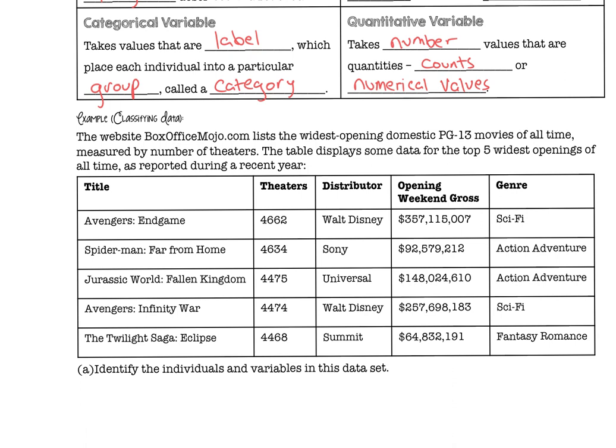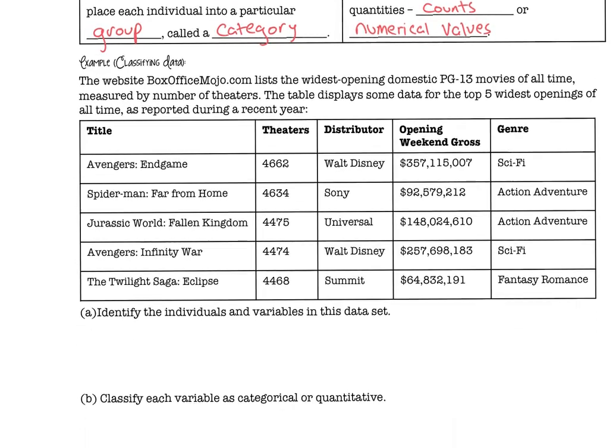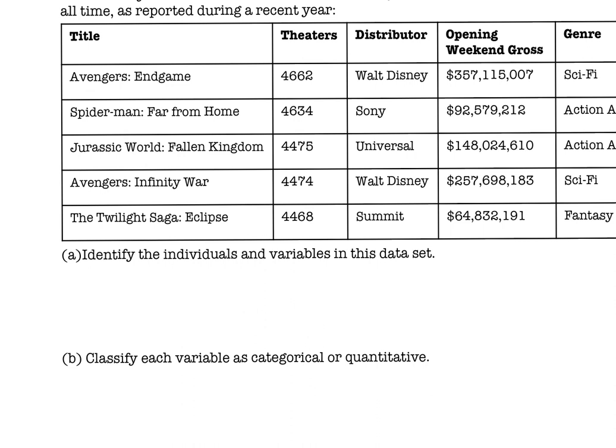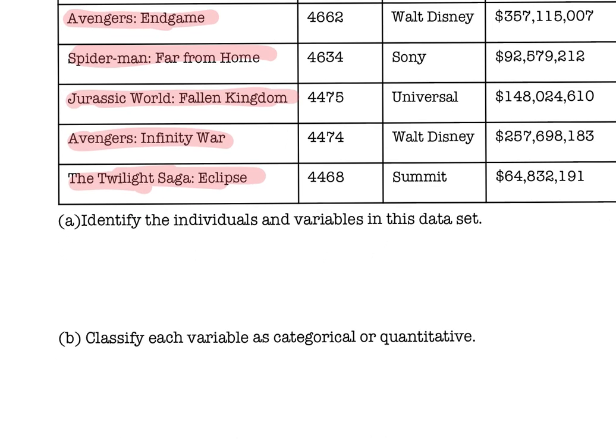So we want to first look at the individuals and the variables for this data set. So our individuals are going to be simply the 5 movies that we have here. Okay, so if we look at it, everything that I'm highlighting in red here, those are your individuals. That's what we're studying. They're taking on variable values, but the individuals are your 5 top movies.